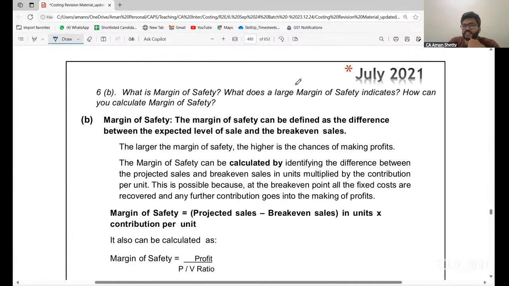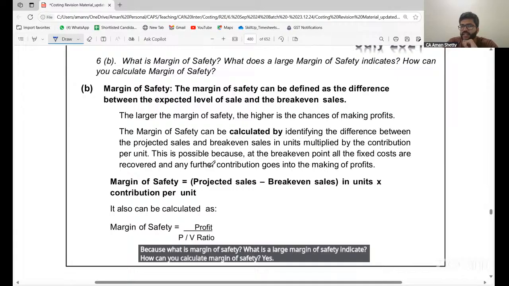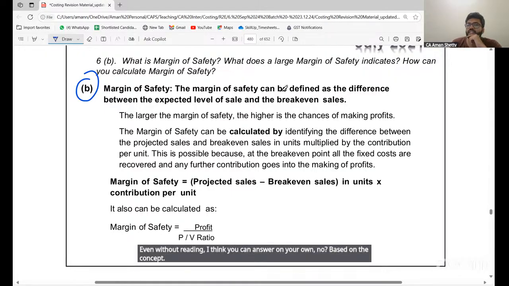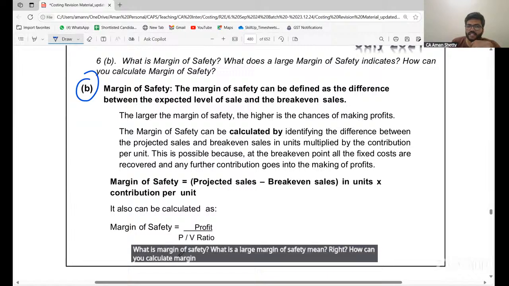What is margin of safety? What does a large margin of safety indicate? How can you calculate margin of safety? Yes, easy question, everybody. Even without reading, I think you can answer on your own, based on the concept. What is margin of safety? What does a large margin of safety mean? How can you calculate margin of safety? Very easy.